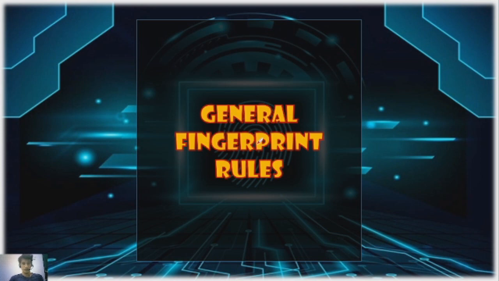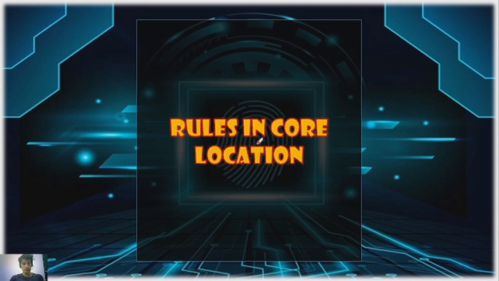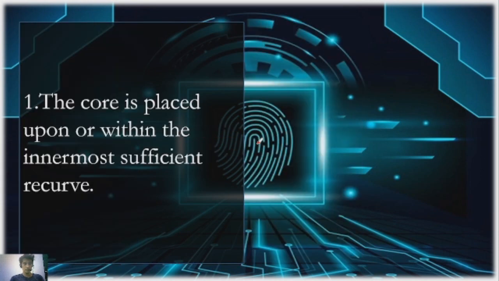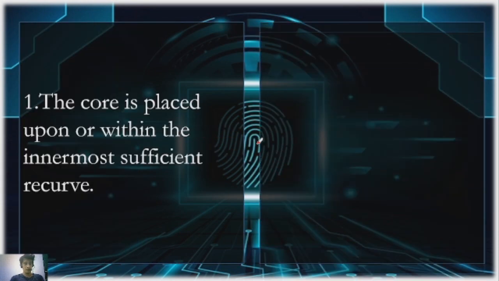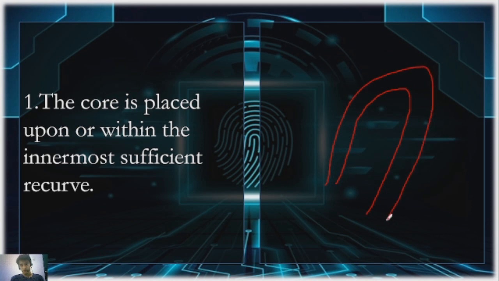And for today, we are going to have here the general fingerprint rules, especially in locating the core and the delta. So let us try to talk first on the rules in core location. So first rule in here, it says that the core is placed upon or within the innermost sufficient recurve. Okay, so let's try to have here a simple illustration of a loop pattern.